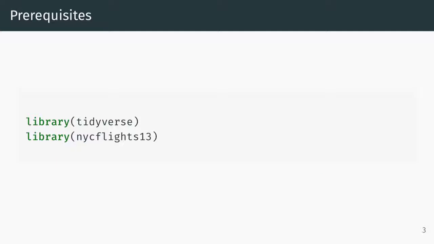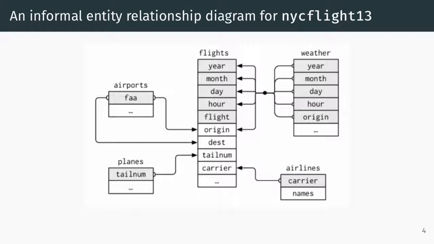Okay, now to do this, we're going to need to load the tidyverse, and we're also going to need to load what is essentially a relational database, NYC Flights 13. So this is a package, a library, that contains about 5 data frames. In fact, here's a picture of the data frames arranged as kind of an entity relationship diagram. So the 5 data frames are airports, planes, flights, weather, and airlines.